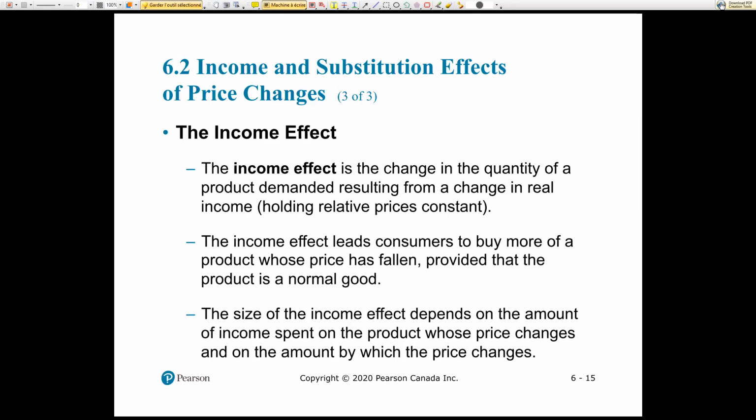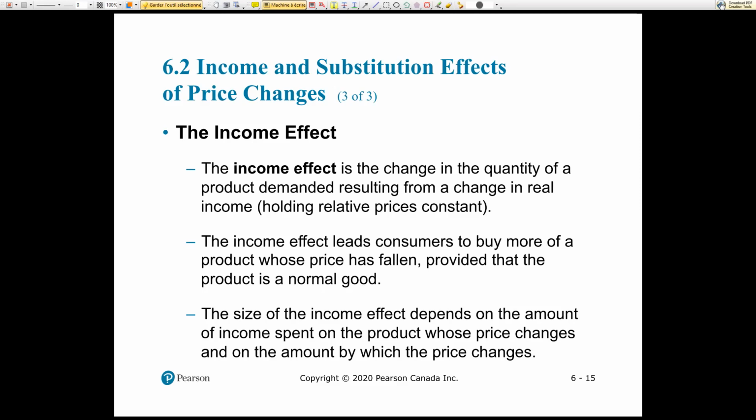Okay, so income effect is the change in quantity of a product demanded resulting from a change in real income, holding relative prices constant. What we're able to do when we analyze this behavior is to differentiate between the two effects. It leads consumers to buy more of a product whose price has fallen, provided that the product is a normal good. Normal good is when you have more income, you consume more.